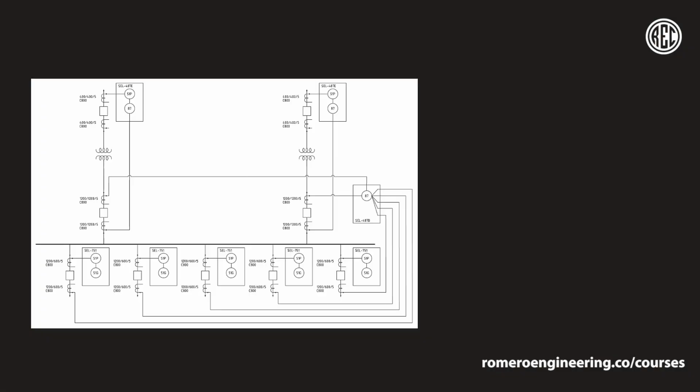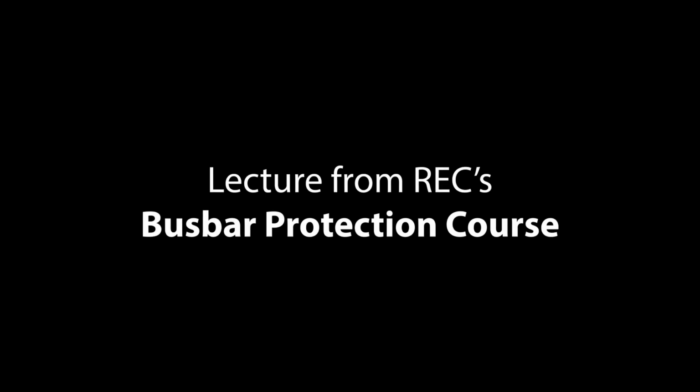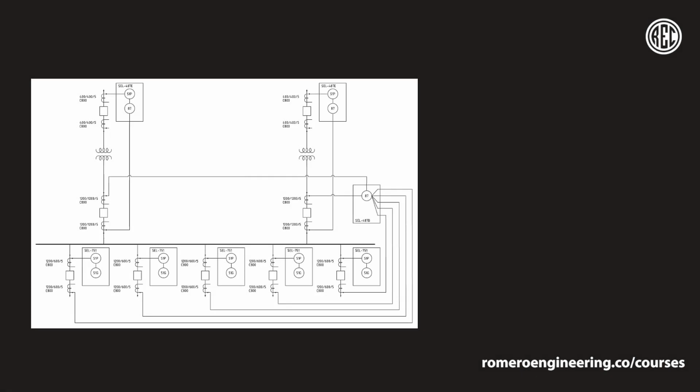All right, so let's talk about the current differential, or commonly referred to as the 87 protective element. This is the most commonly used form of protection for substation buses, or buses in general. And in this lecture, we'll be discussing this form of protection in a great amount of detail.